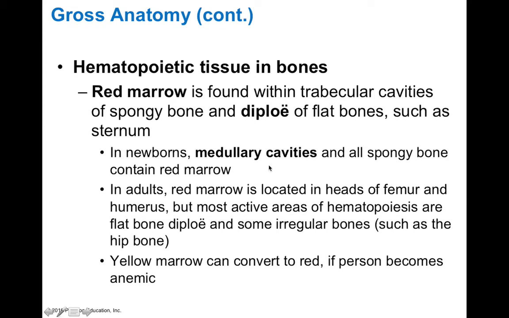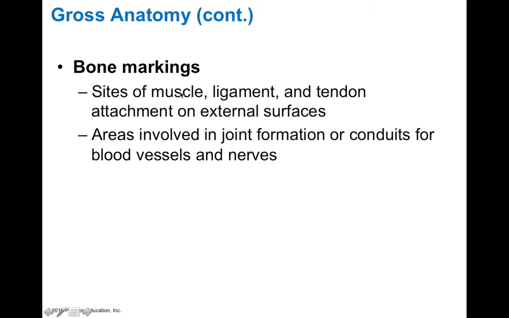However, in newborns, the medullary cavities and most spongy bone cavities contain red marrow. It makes sense because newborns need a lot of blood cells. Yellow marrow can be converted to red if a person becomes anemic. So if someone has widespread blood loss, their yellow marrow contains stem cells that can divide and then turn into red marrow to help replenish lost blood cells.